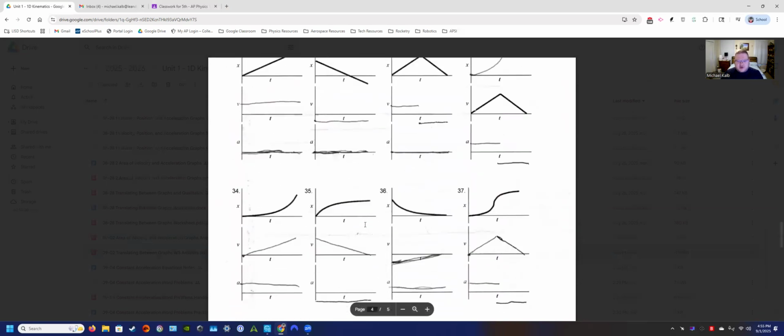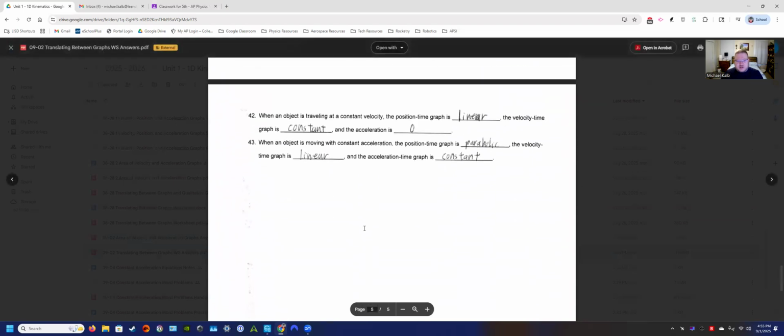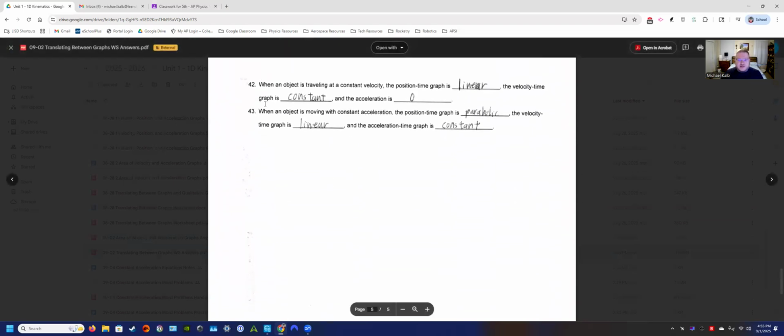All right. I'll leave you all to do that, but you can check your work on it. And then finally, the last page. So when an object is traveling at a constant velocity, the position time graph is linear, the velocity time graph is constant, and the acceleration is zero. And then when an object's moving with constant acceleration, the position time graph is parabolic. Do not say exponential. It's not exponential. The velocity time graph is linear, and the acceleration time graph is constant.